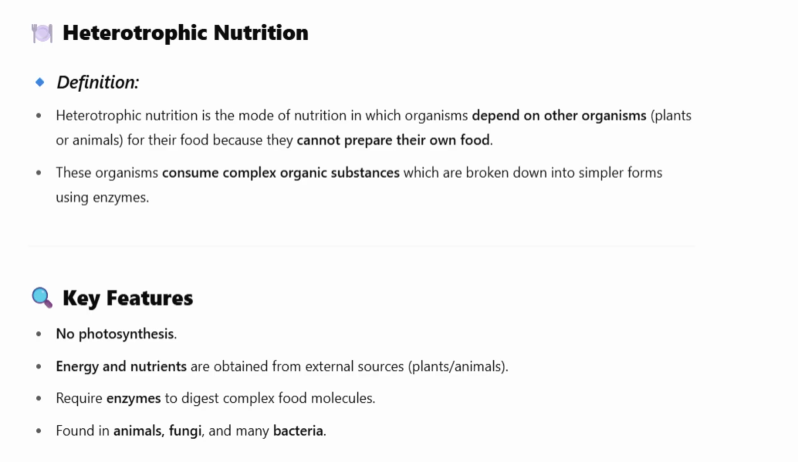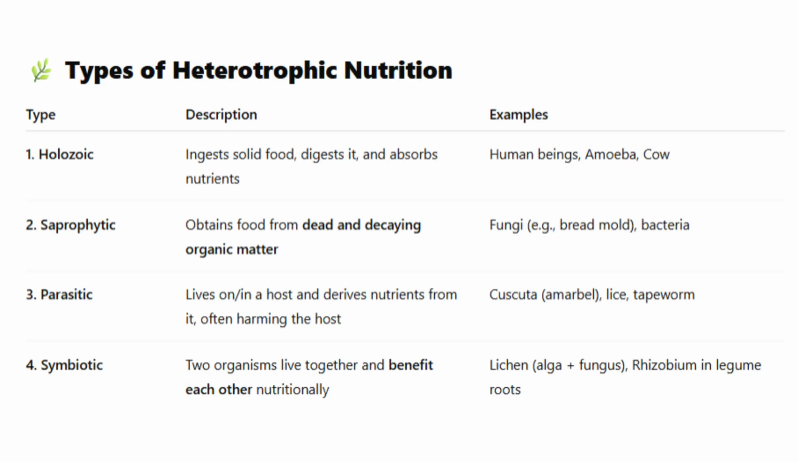They require enzymes to digest complex food molecules. Found in animals, fungi, and many bacteria. Types of heterotrophic nutrition. 1. Holozoic: organisms ingest solid food, digest it, absorb nutrients and remove waste, for example human beings, amoeba, cow.